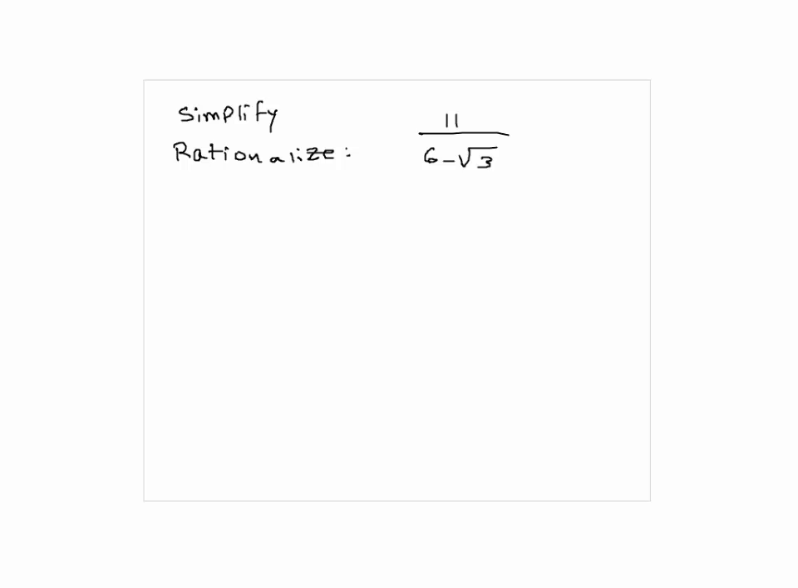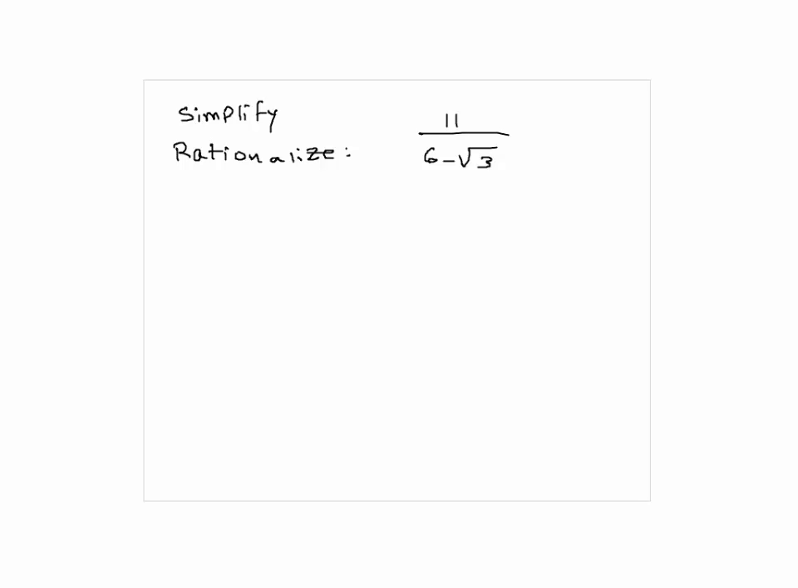Here we have a suggestion: multiply both top and bottom of the fraction by reciprocal. Word is not reciprocal. Any other suggestion? Angel? Okay, we have another suggestion: 6 plus radical 3.